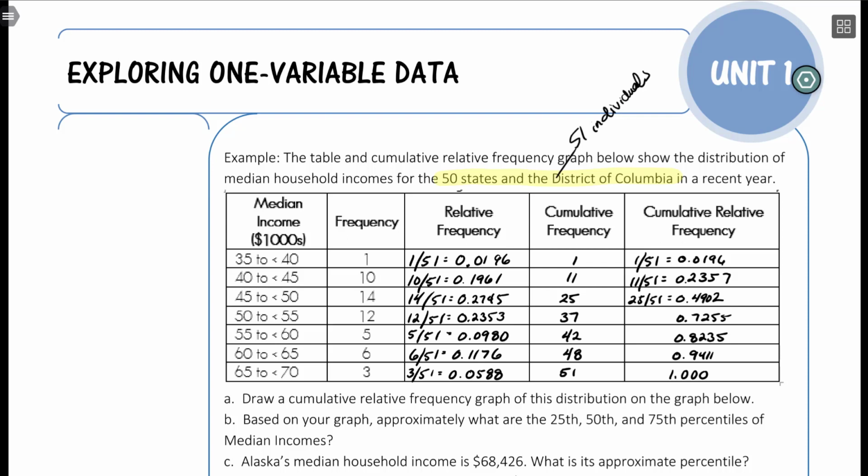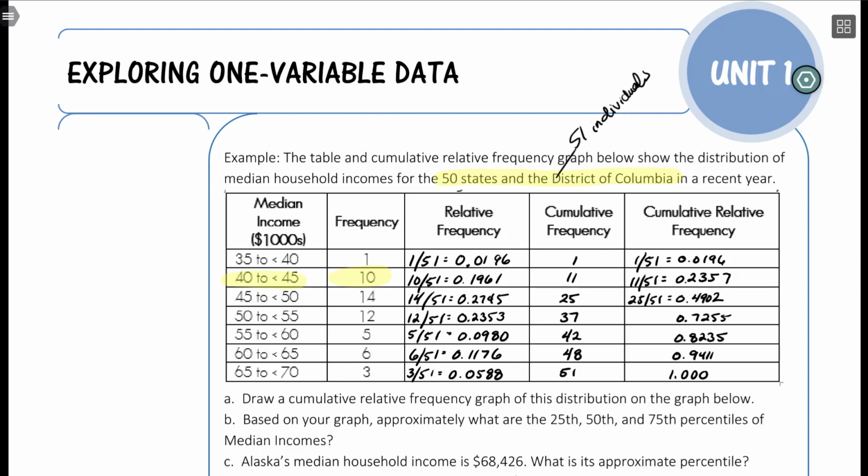So we have the median household income in thousands of dollars, and this first part here shows me that I had just one state that had a median income between $35,000 to $40,000, and that makes up less than 2% of all of my states and Washington, D.C. Now that on its own is not very illuminating, so let's take a look at the next category. The next category says $40,000 to $45,000 for the median income, and we see that there are 10 states where the median household income was between $40,000 and $45,000.